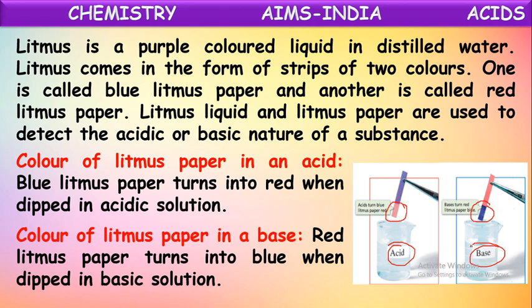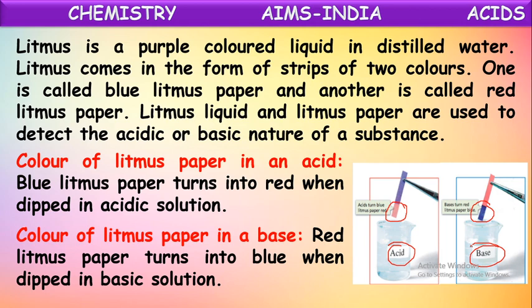For detecting acids, we generally use blue litmus papers. For the detection of bases, we use red litmus papers. If we dip blue litmus paper into acid, it turns red. If we dip red litmus paper into bases, it turns blue.